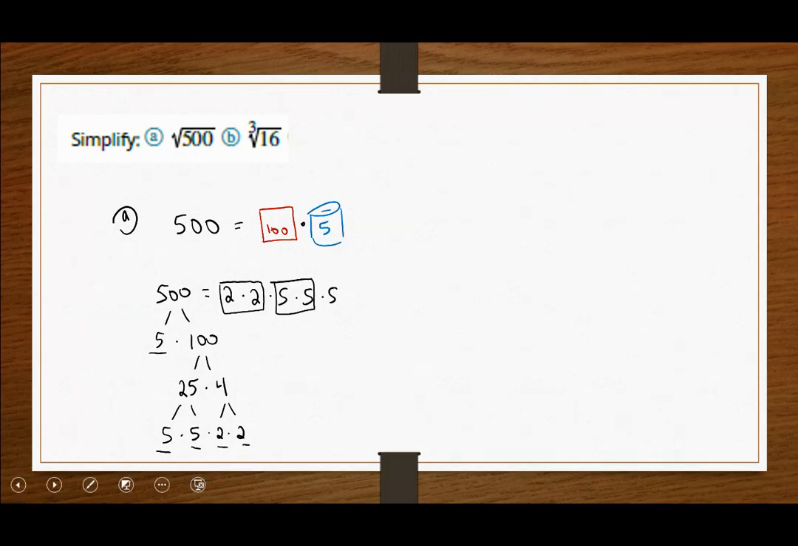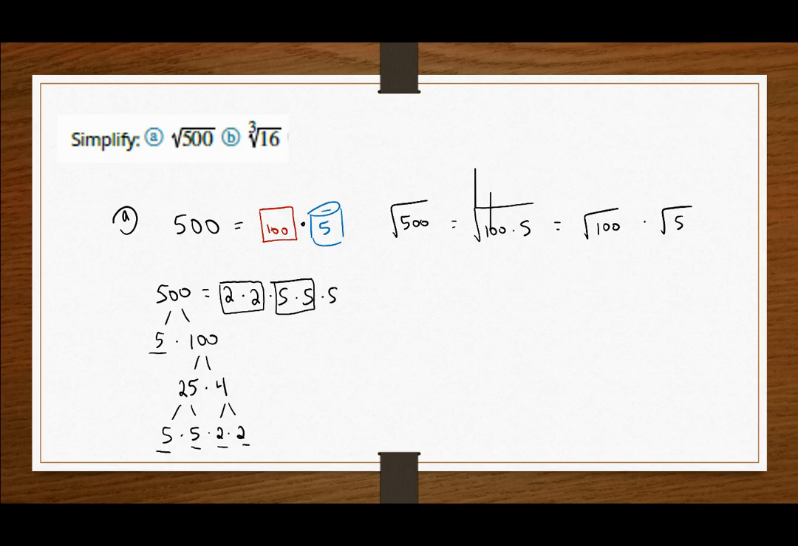So those are the factors that we're going to use our product rule on to be able to find the root. So again, the square root of 500 is going to be equal to the square root of 100 times 5. If we give each of those their own radical, we get the square root of 100 times the square root of 5. So what is the square root of 100? Well, what value do we raise to the second power to get that value? Well, in this case, it happens to be 10. So we're left finally with 10 square root of 5 for our solution.